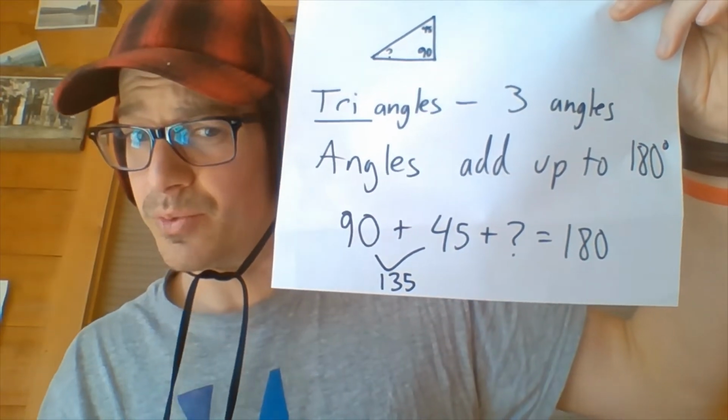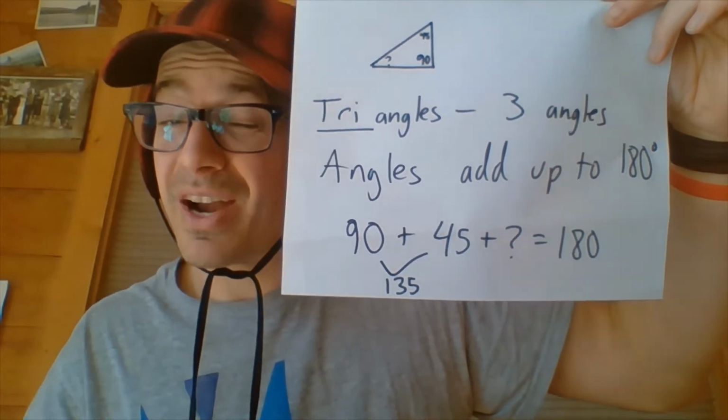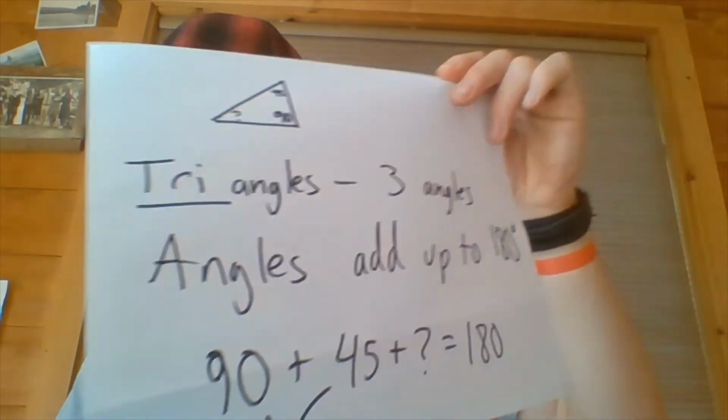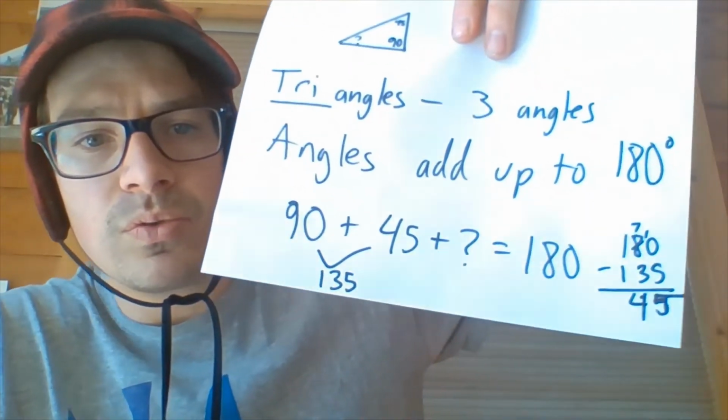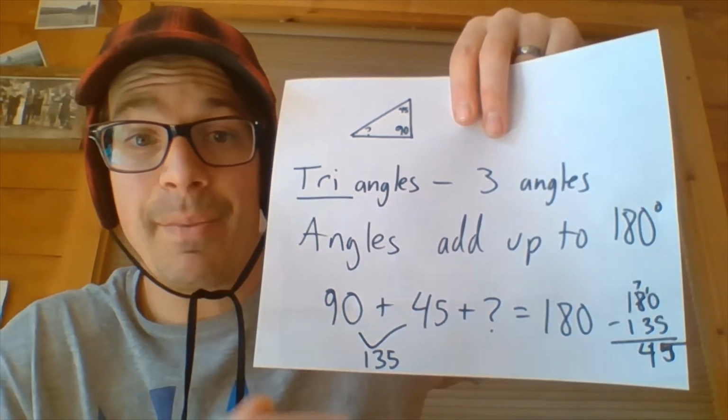135 plus question mark equals 180. So how much bigger does 135 need to be to reach 180? If I'm finding how much more something needs to be, that's subtraction. So I'm going to take 180 minus 135, which equals 45. That means the missing angle in this triangle is 45 degrees.